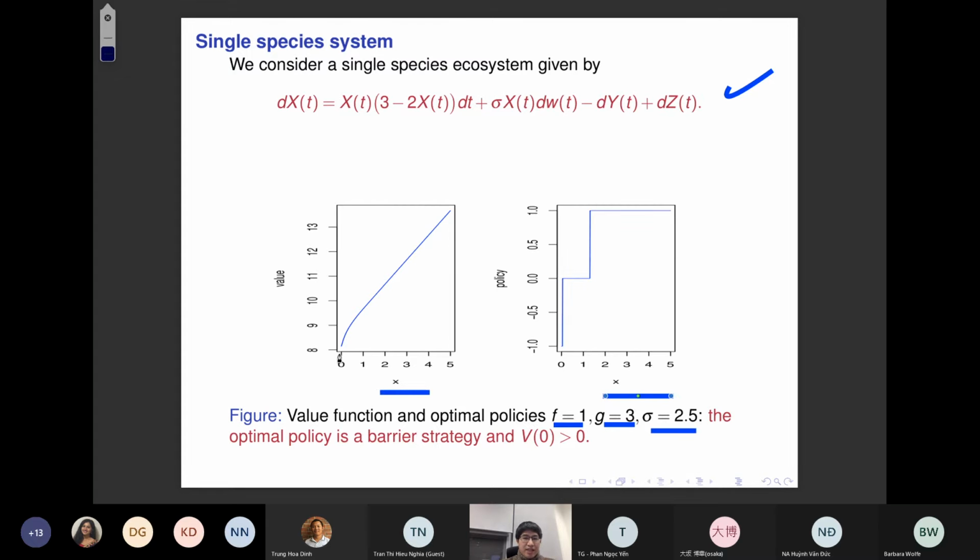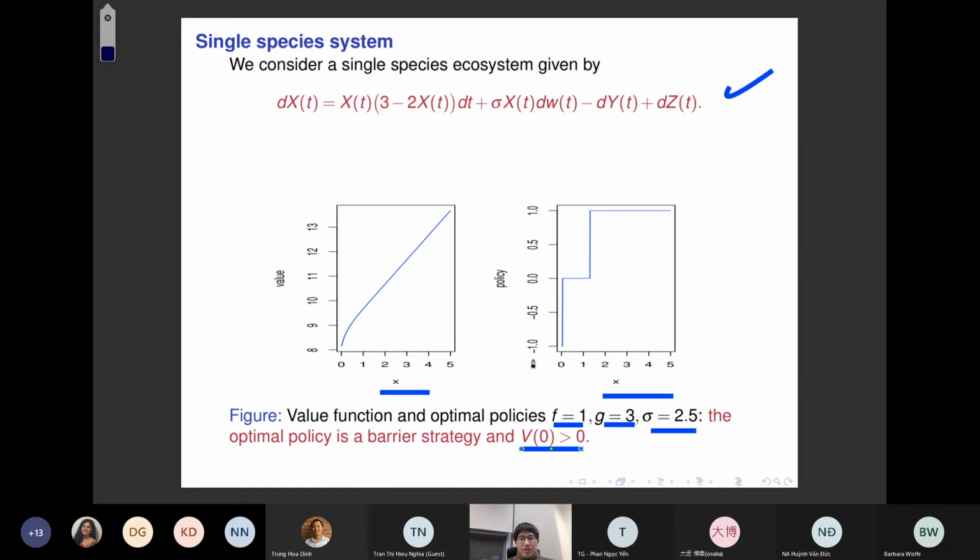As you see in this case, you have a V0. V0 is positive in this case. V0 means we start from an empty system, an empty ecosystem, nothing. But we buy species, and we establish the system. And then we get V0 positive here. V0 here is about 8.1 or so.